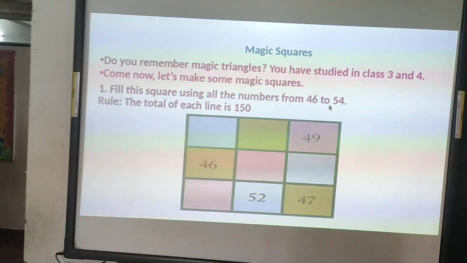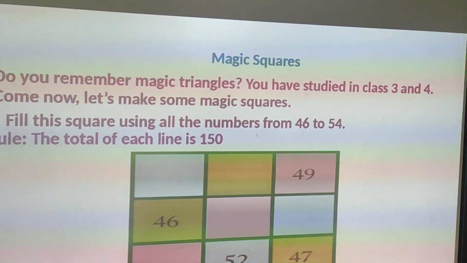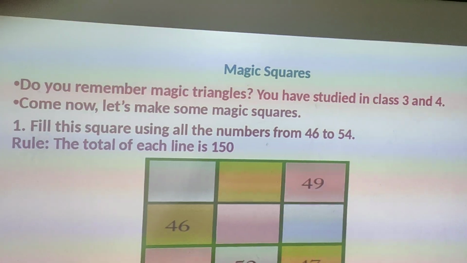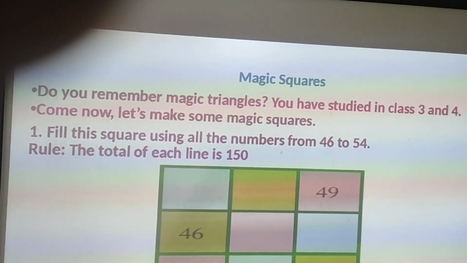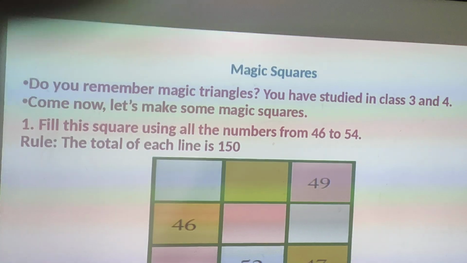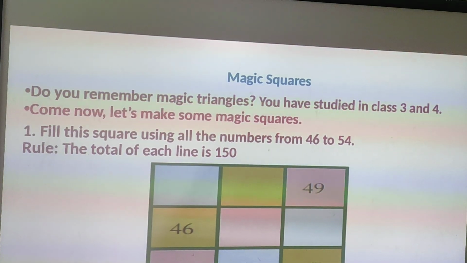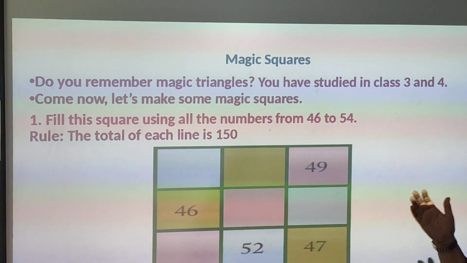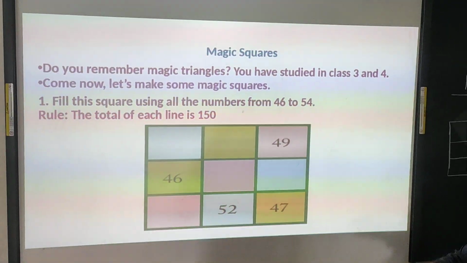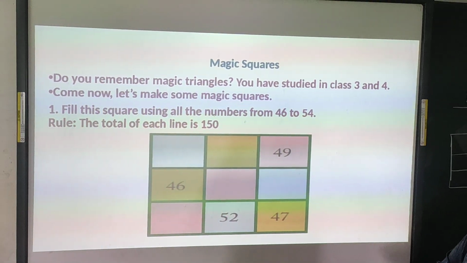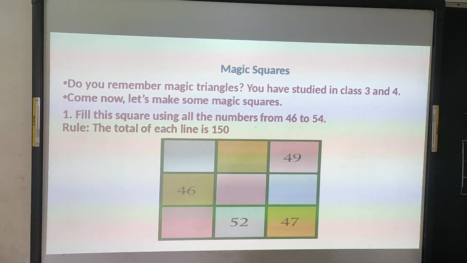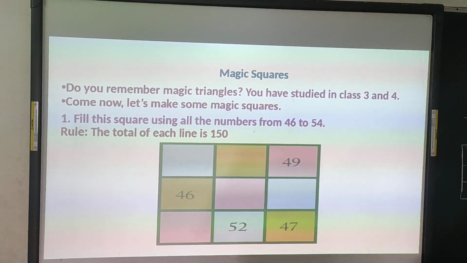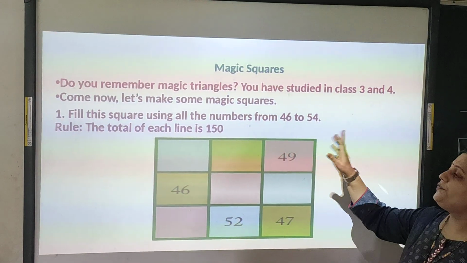Now see, on your page number 103, magic squares are there. So do you remember magic triangles which we studied in class 3 and 4? In class 3 and 4 you also studied pattern. There you studied some magic triangles. Okay, now let's make some magic squares. Fill this square using all the numbers from 46 to 54.